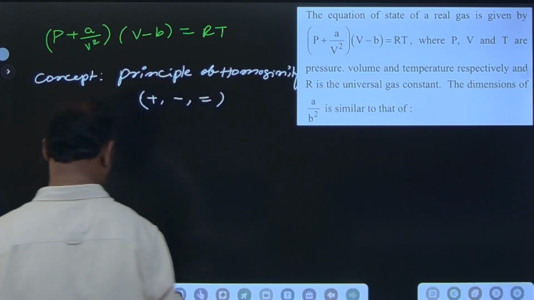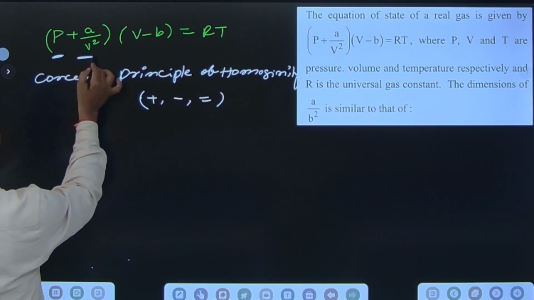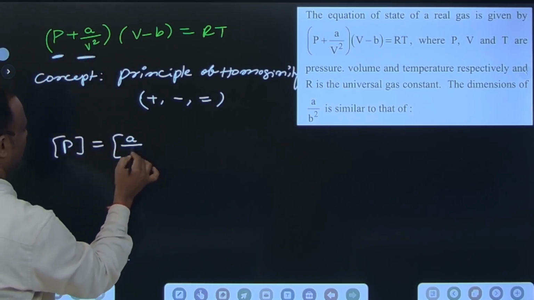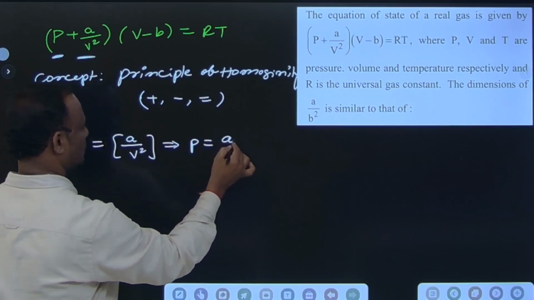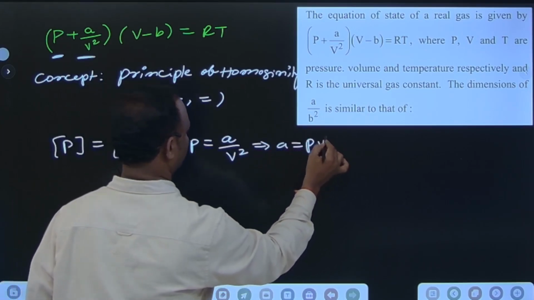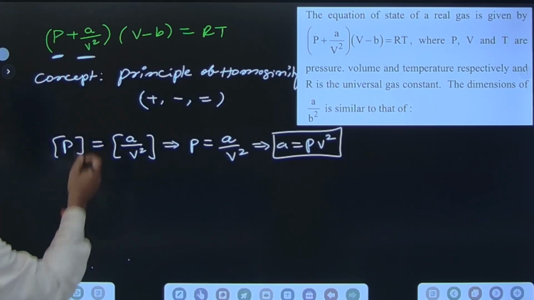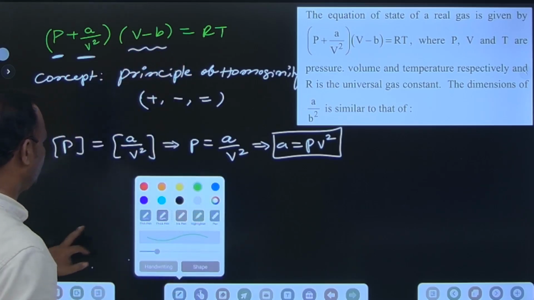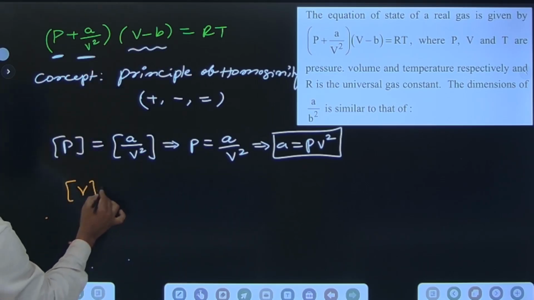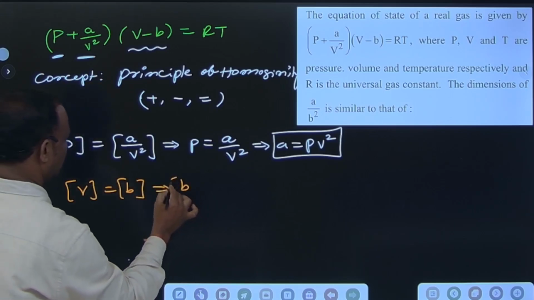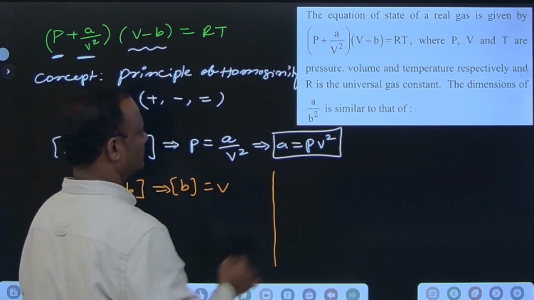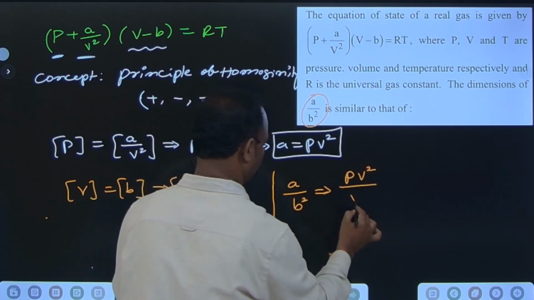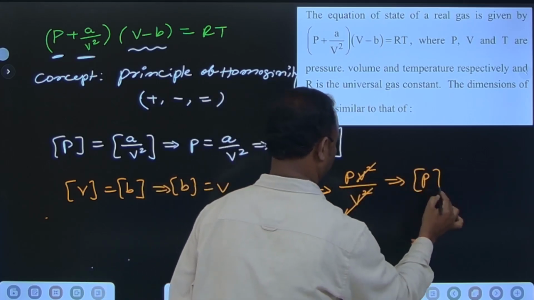Now here, P is equal to P only. Pressure, something is added to pressure. That must be pressure. So the dimensional formula of P is equal to the dimensional formula of A by V square. Then A is equal to PV square, the first condition. Next, something is subtracted from the volume, so it's volume only. The dimensional formula of V is equal to the dimensional formula of B. Then B is equal to V. What is asked is A by B square. What is A? PV square by B square. V square cancels. P is the answer.